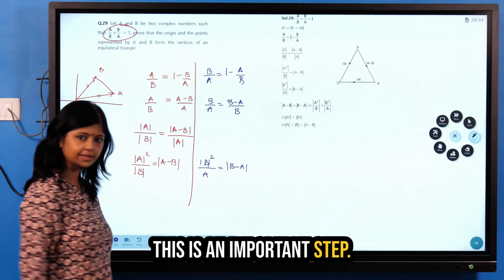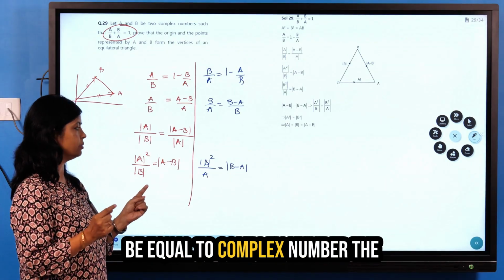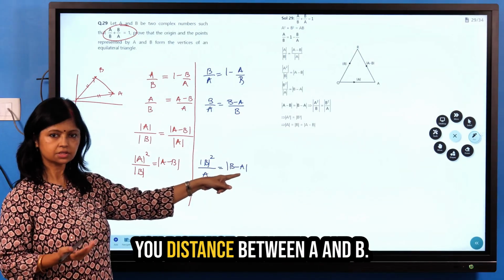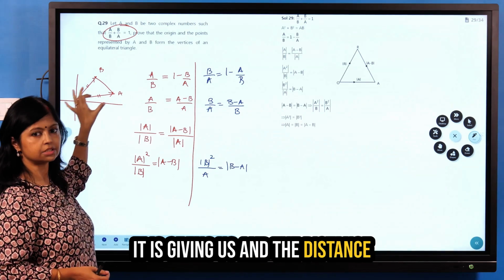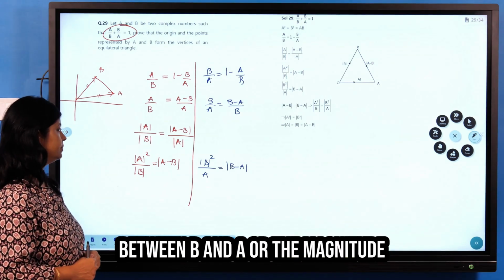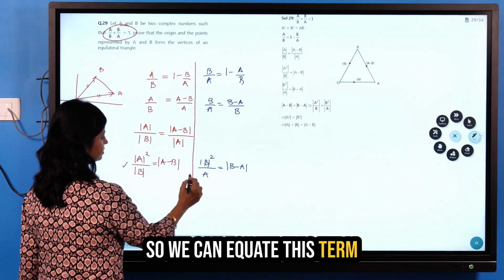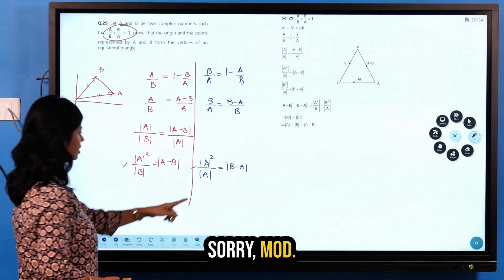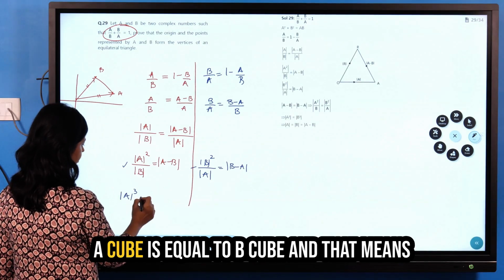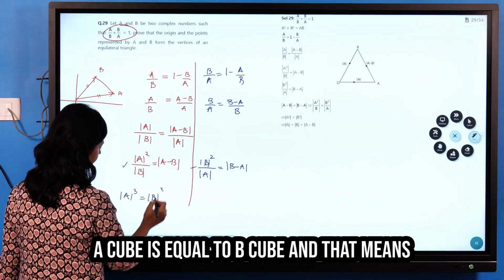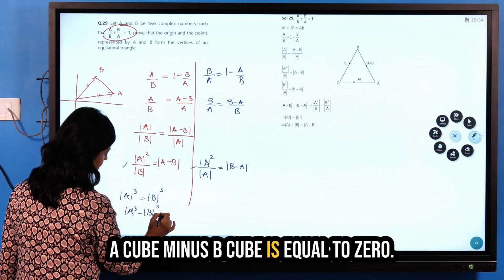Now this is an important step, because we know the mods of A minus B and B minus A are going to be equal. B minus A gives you the distance between A and B. Essentially it is the vector, and the distance between B and A is the magnitude of that vector. So we know that they are going to be equal, and we can equate this term and this term as well. If you cross multiply, we get mod A cube is equal to mod B cube. And that means mod A cube minus mod B cube is equal to 0.